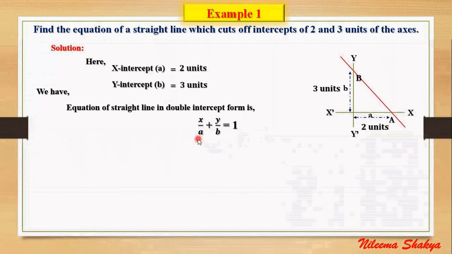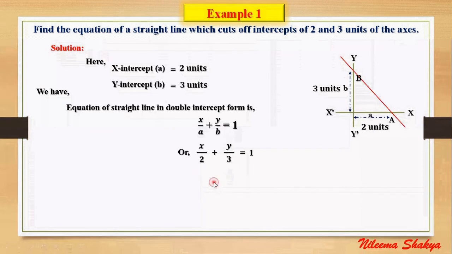Now substitute the values of A and B. x over the value of A, which is 2, plus y over the value of B, which is 3, and on the right hand side it is 1. Let's simplify it. Let's take the LCM. The LCM here is 6, and this x should be multiplied by 3, and similarly y should be multiplied by 2. So here it is 3x plus 2y, and on the right hand side it is 1.